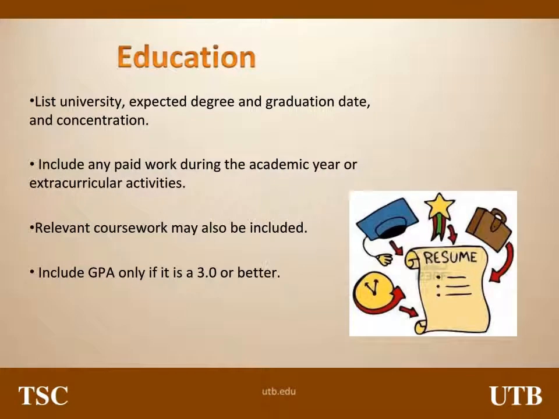The next section, education, should list your university, your expected degree, and graduation date, and your concentration. If you haven't declared a concentration, you can leave that part blank or list an anticipated concentration. If you've committed a lot of time to paid work during the academic year or to an extracurricular activity such as a sport or volunteer work, you may want to insert a phrase such as works 20 hours a week to help defray costs of tuition, or committed 25 hours per week to the SEI program.